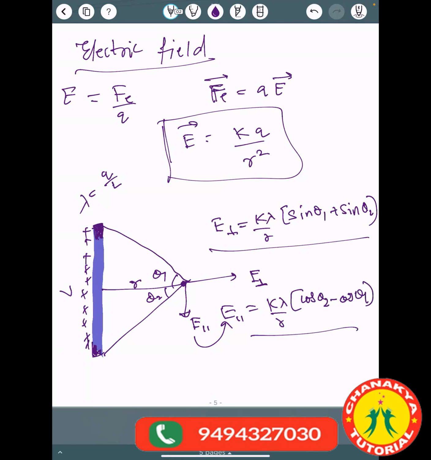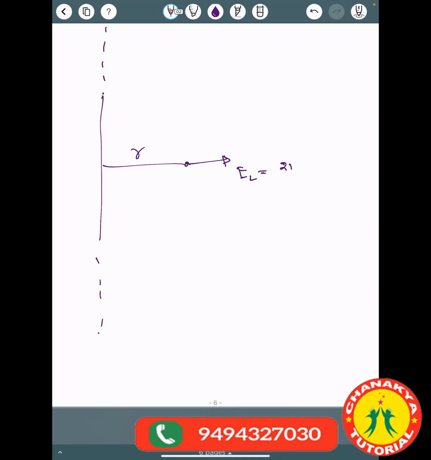Now, if the wire is infinite, instead of finite length, then at a distance r the electric field will always be perpendicular. We don't get any parallel electric field, and the formula is 2k lambda by r. Lambda is nothing but total charge divided by total length.